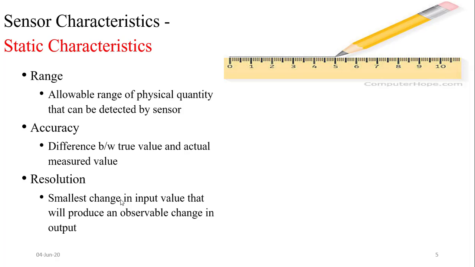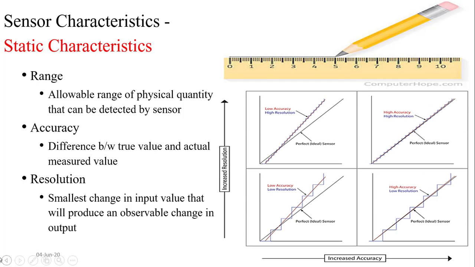Resolution says that the smallest change in input value will produce an observable change in the output. That can be easily understood through this. As you can see in here, there are two graphs. The first one shows the accuracy as well as the resolution.